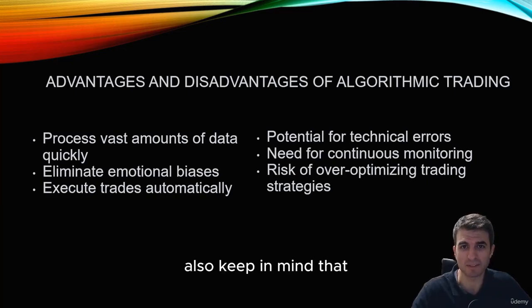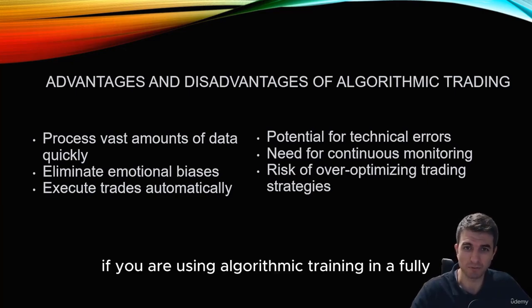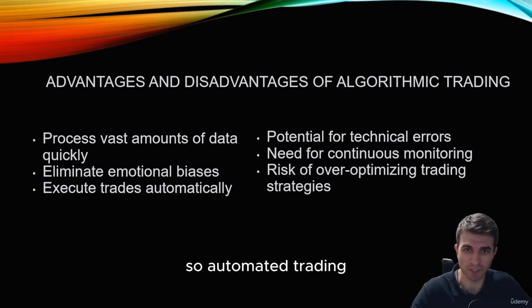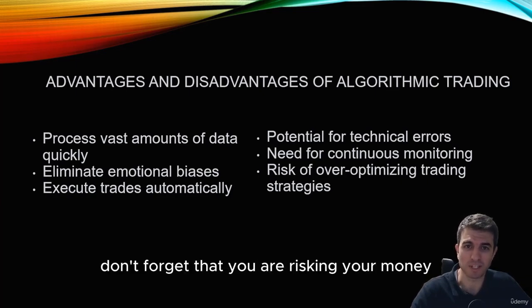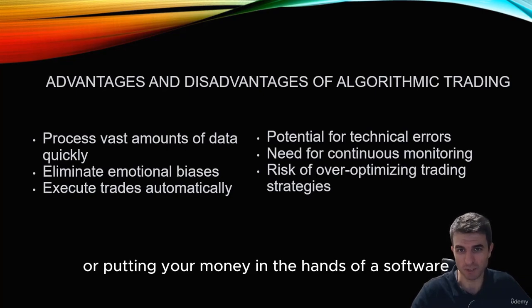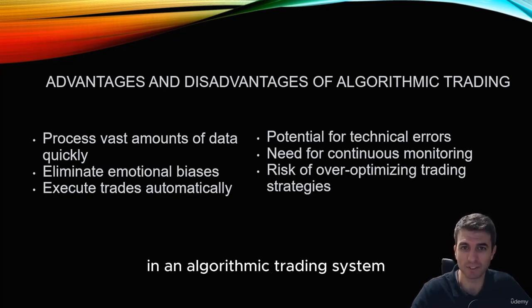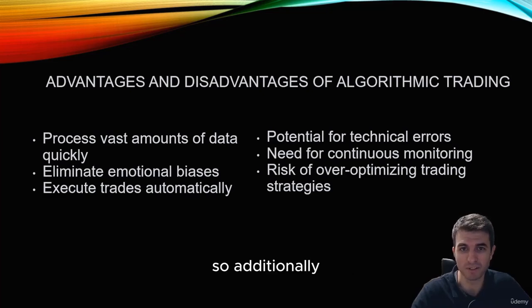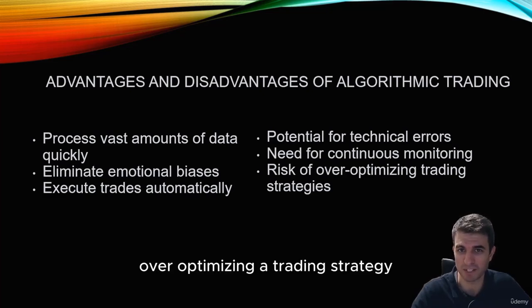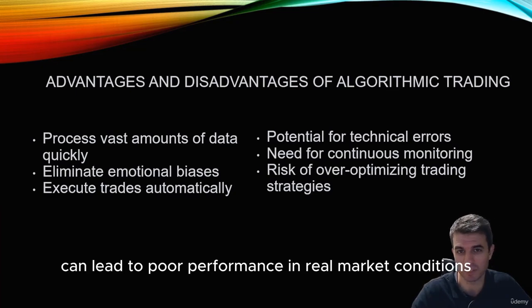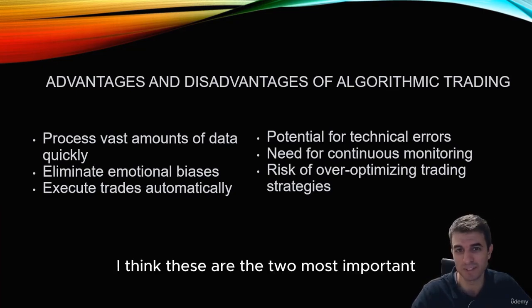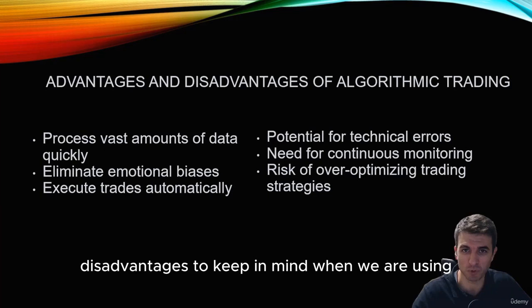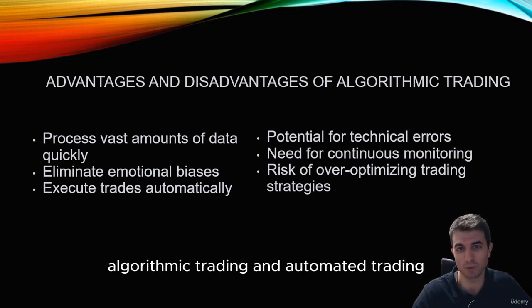Also keep in mind that if you are using algorithmic trading in a fully automated system, so automated trading, don't forget that you are risking your money or putting your money in the hands of a software. So any technical error in an algorithmic trading system can lead to significant losses if not monitored by a human and addressed promptly. Additionally, over-optimizing a trading strategy can lead to poor performance in real market conditions. I think these are the two most important disadvantages to keep in mind when we are using algorithmic trading and automated trading.